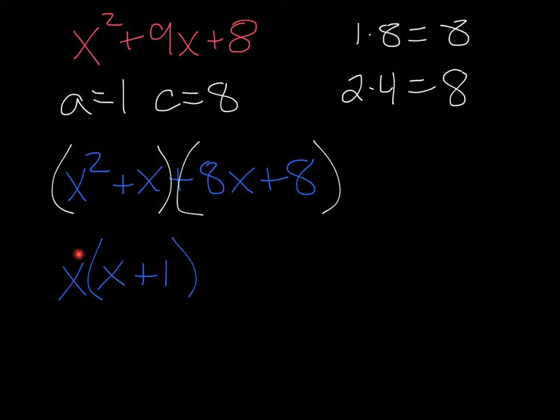If we distributed the x to both of these, x times x is x squared, and the only way we can get this x is doing x times 1, which is x. So be very careful. All right, on this second group, we're going to be able to take out a positive 8, and we're left with x plus 1 again.